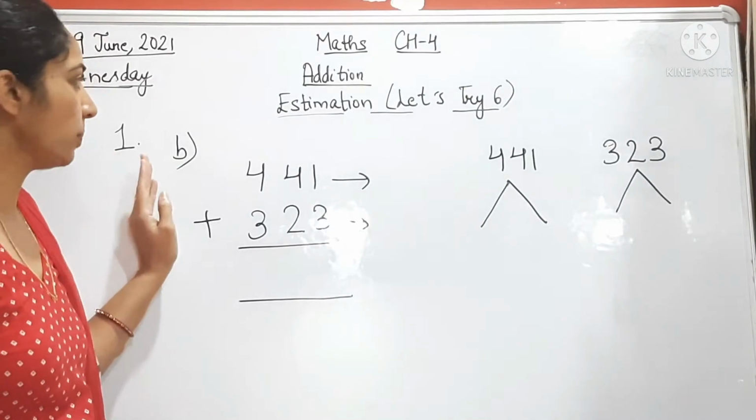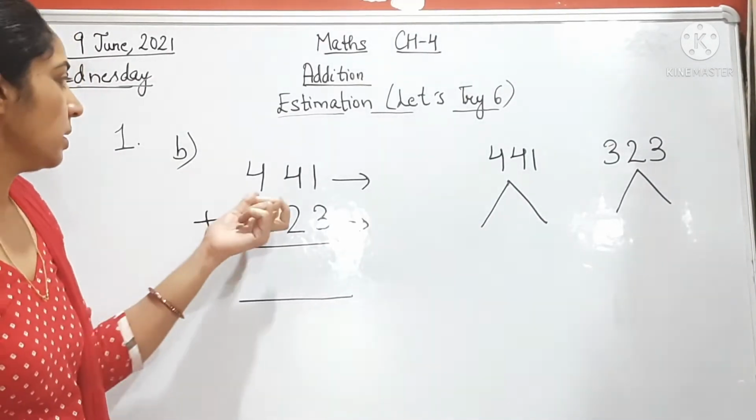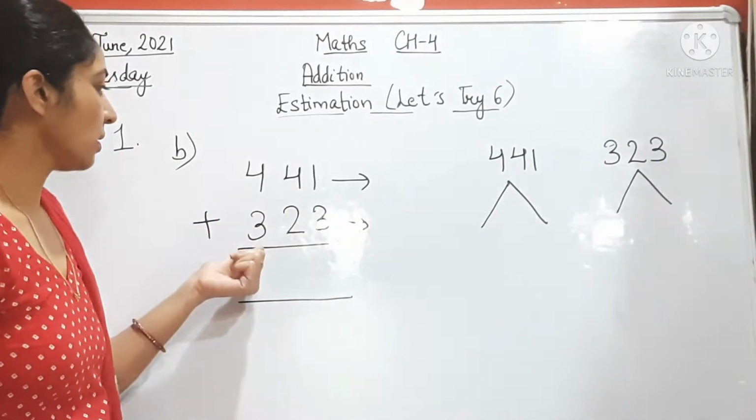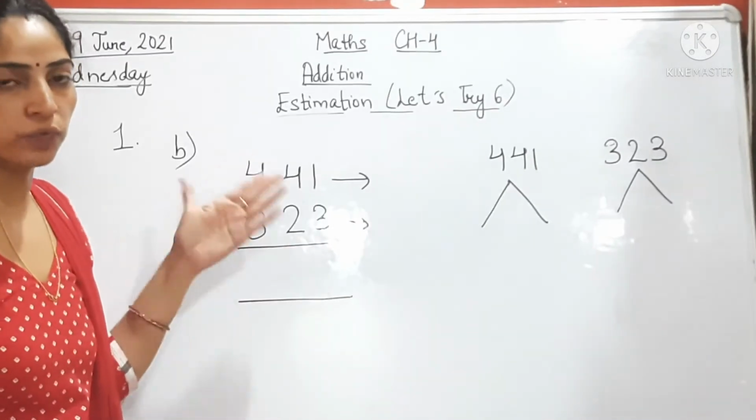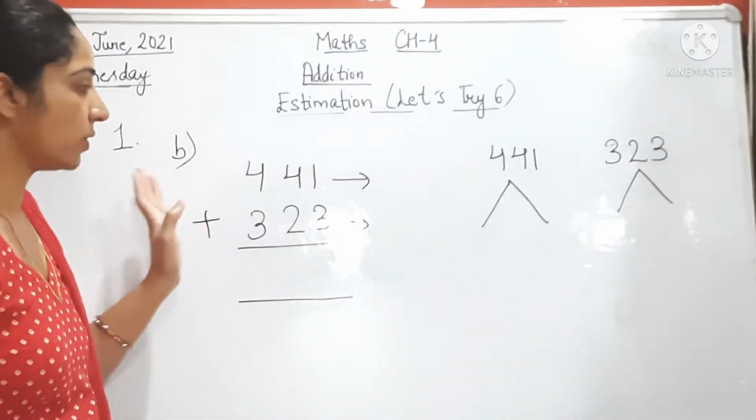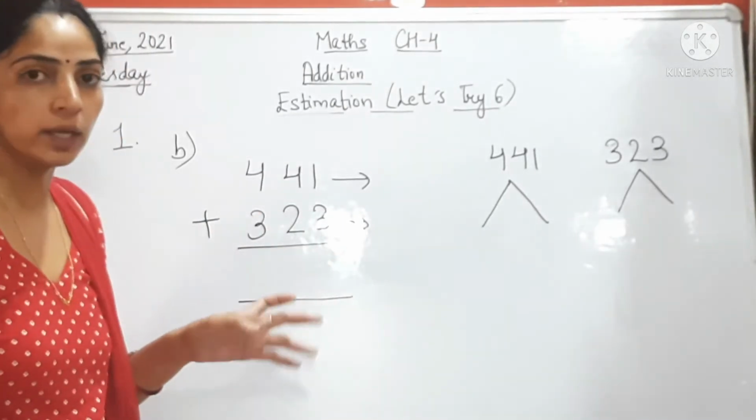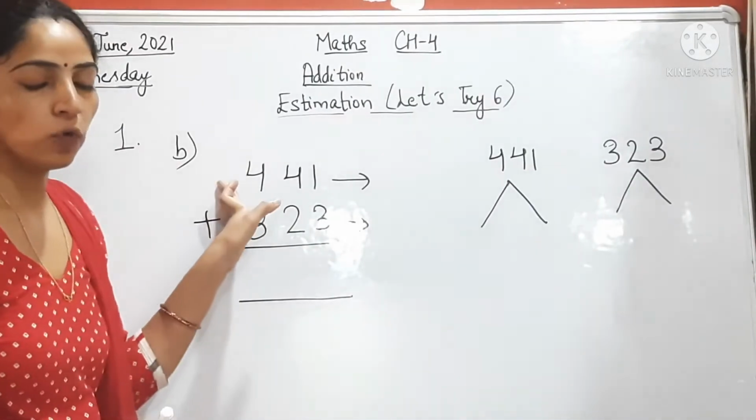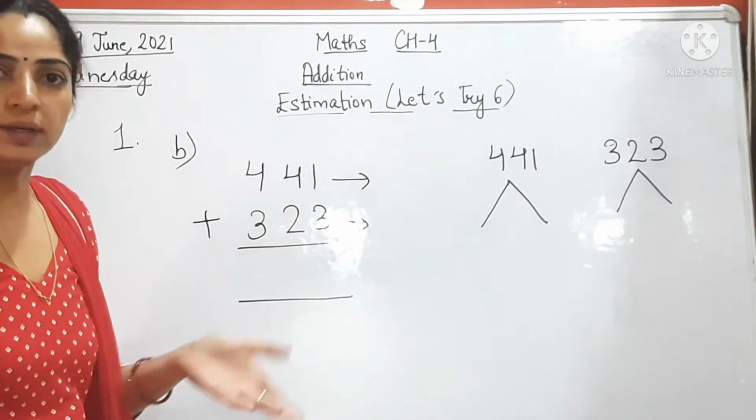Okay, so B part of question number 1 is 441 and 323. Okay, so we have given these two numbers, means these two addends. Okay, we call it addends. Addends हम बोलते हैं इनको. Okay, so first of all you have to round these addends to the nearest 100.